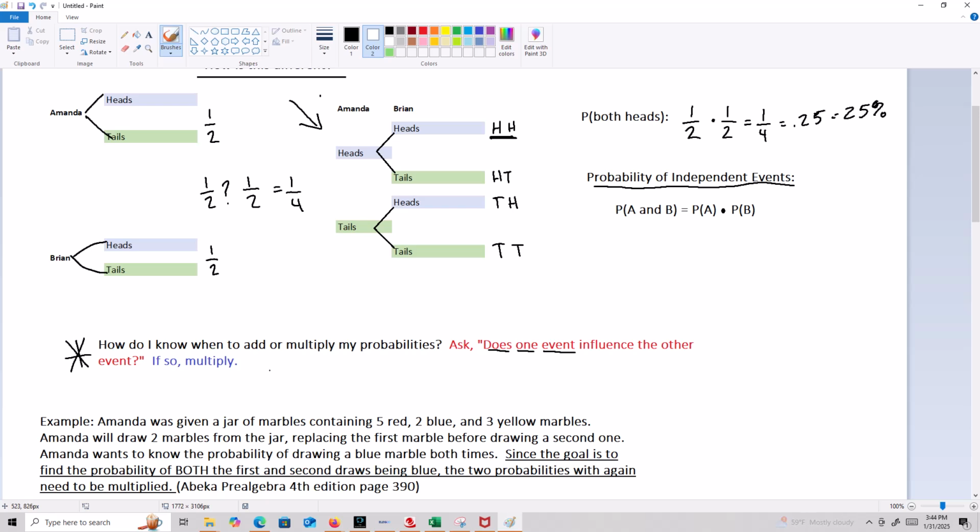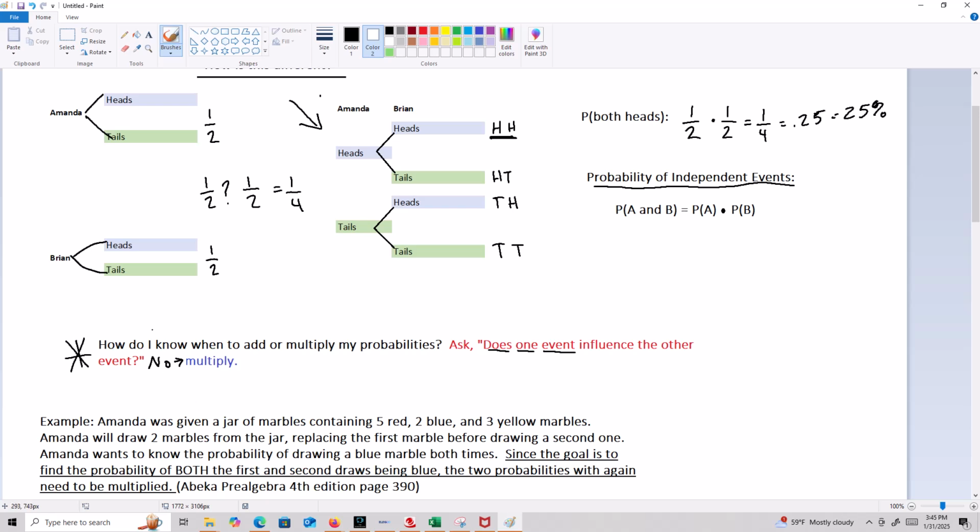If we can say no to that, does one event influence the other? If we can say no to that, then we multiply.